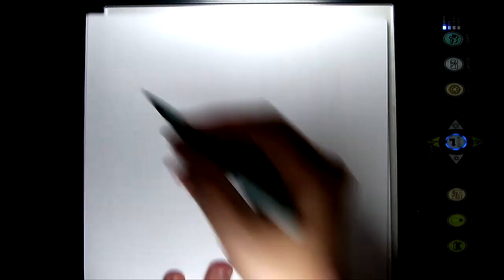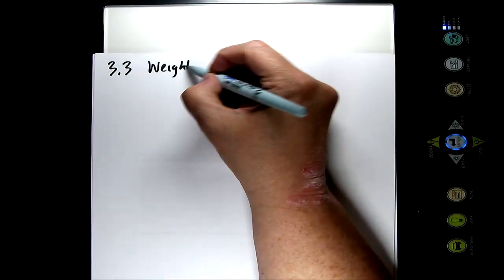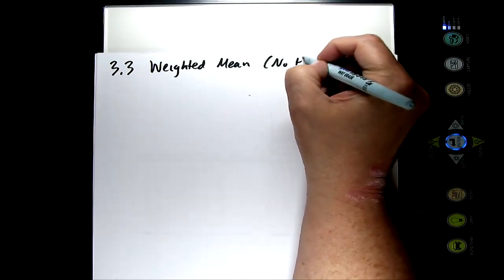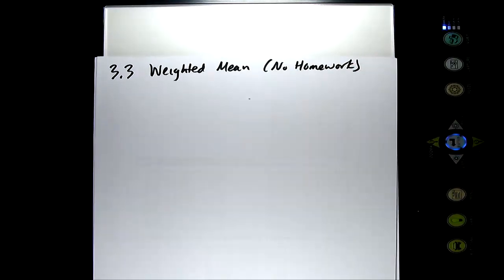So 3.3 is on weighted mean. There is no homework in this category, and they are not on the test. But I think it's at least very useful for students to see once.